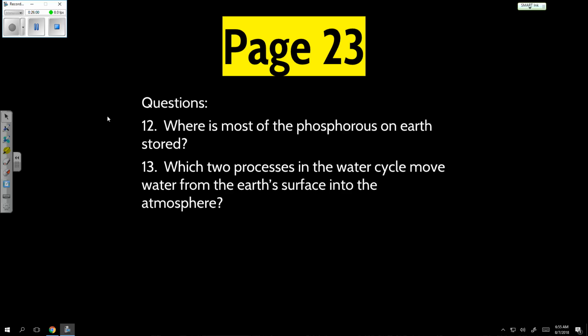Most of the phosphorus on Earth is stored in rocks. Highlight that sentence. Question number 12, where is most of the phosphorus on Earth stored? Your answer, in rocks.